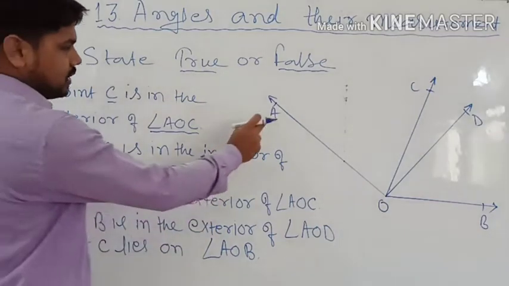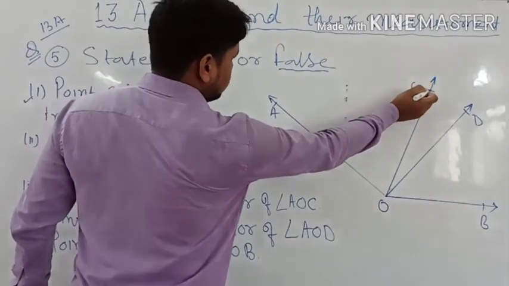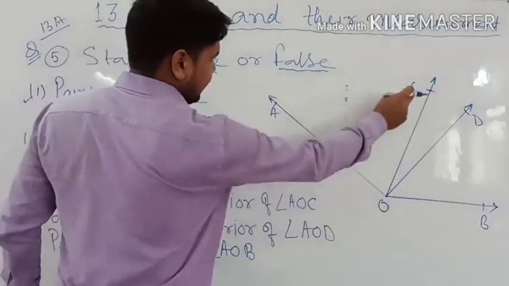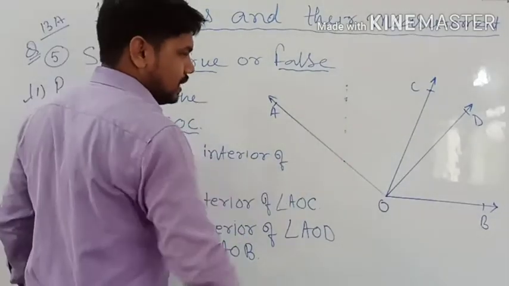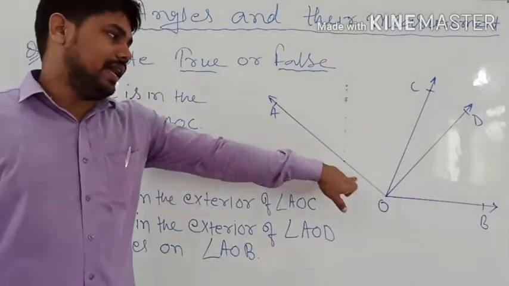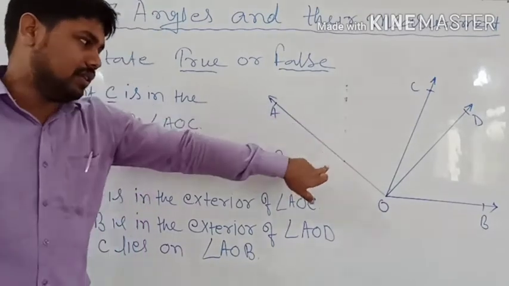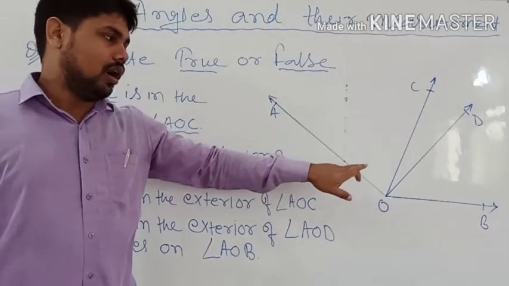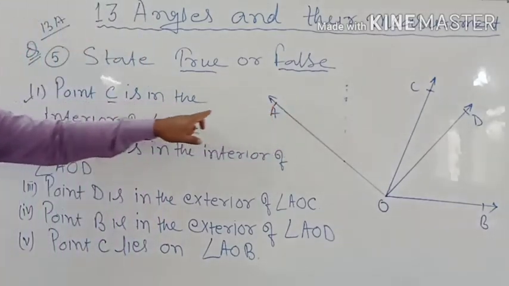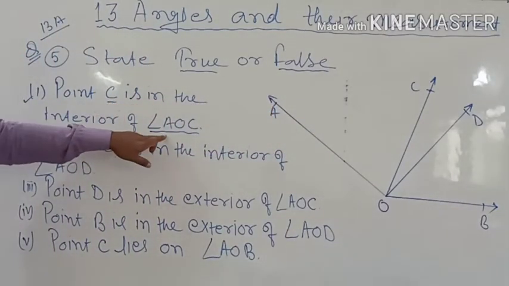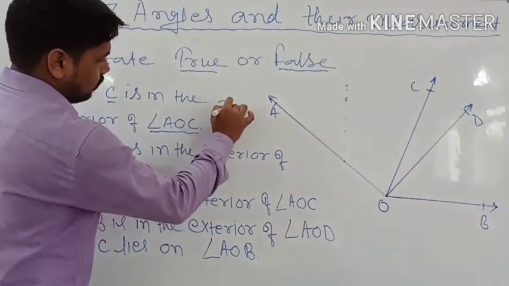So angle AOC means this angle. It is asking about this point C. Can you tell whether point C is interior, exterior, or on the angle itself? Definitely it is on the angle itself, because interior means inside the angle, exterior means outside, and on the angle itself means point C. So point C is not in the interior of angle AOC, so this statement will be false. So I am writing F.